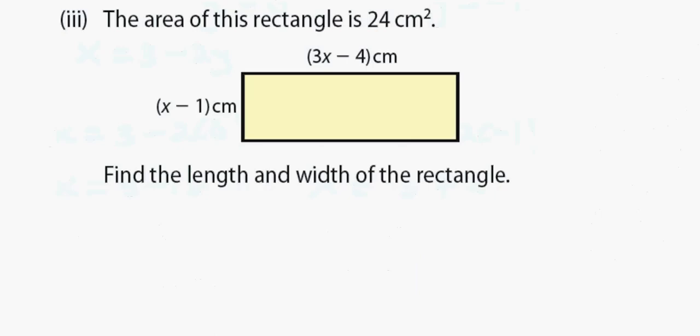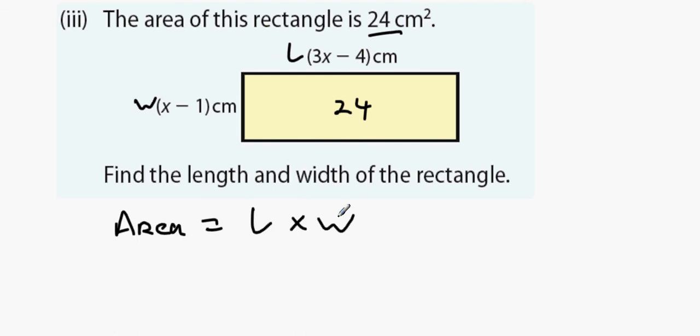Find the length and width of the rectangle. Okay, so we know the area is 24. So 24 means length multiplied by width. Some people ask, how do we know which one's length, which one's the width? I usually go whichever one is longer is the length, and whichever one is smaller is the width. Alright. So area equals length by width.